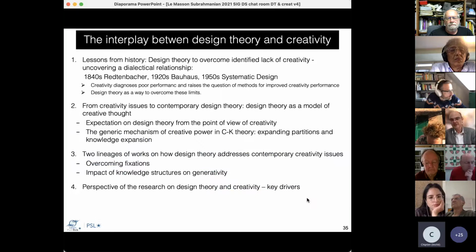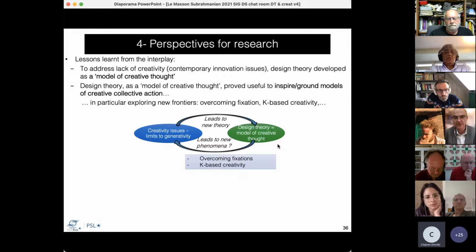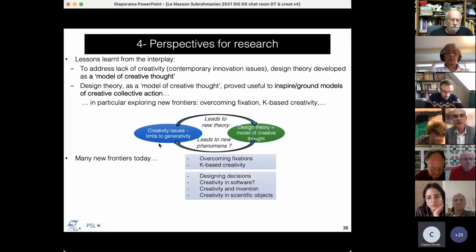With this, I have shown you that on the one hand, we went from a creativity issue to design, a new design theory, a new model of creative thought. We have shown also that this new model of creative thought can provoke interesting investigation in creativity research. And I just mentioned two, but you could go deeper, looking at how, based on this model of creative thought, you can look at the design of decision in the unknown, creativity in software, creativity in invention, patented invention, creativity in scientific objects, etc.